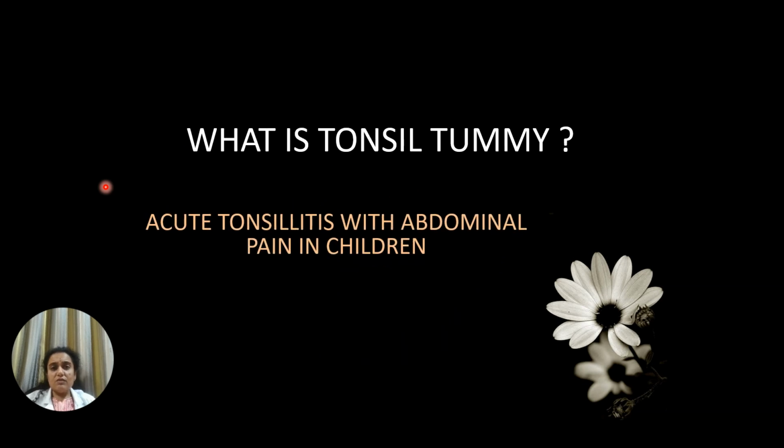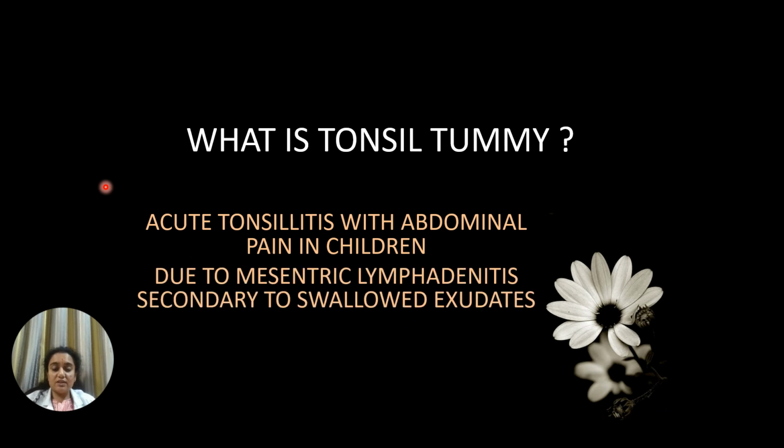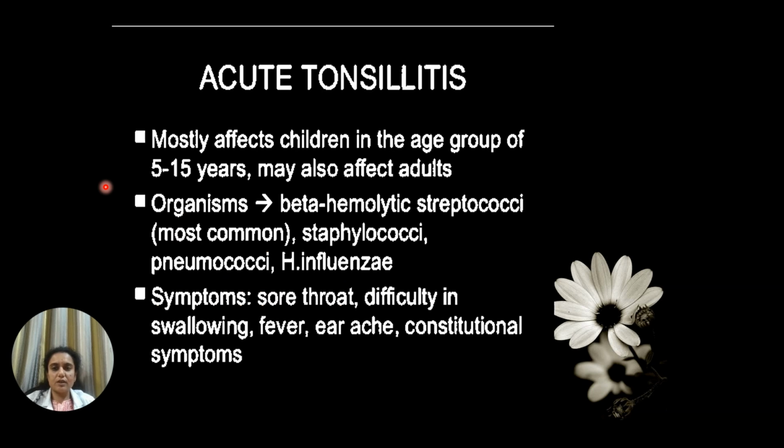Now let's see what is a tonsil tummy. The children who are having this acute tonsillitis also present with abdominal pain, and the reason is the mesenteric lymphadenitis that occurs secondary to the swallowed exudates following the acute tonsillitis. They are small children, they don't know how to spit, so they tend to swallow these exudates from the acute tonsillitis infections, and this causes lymphadenitis of the mesentery, leading to abdominal pain. So that is a tonsil tummy.